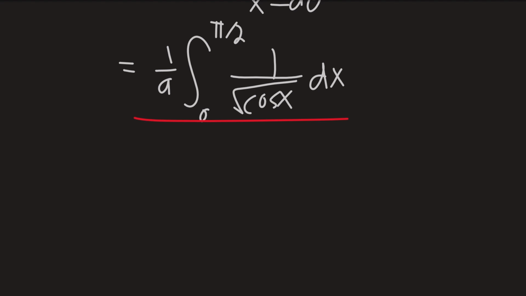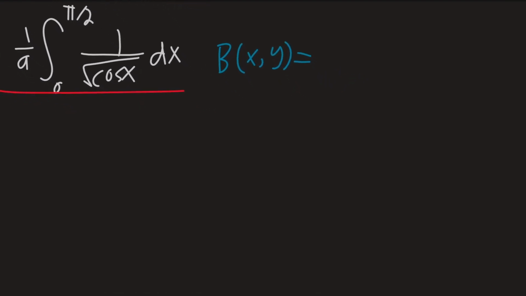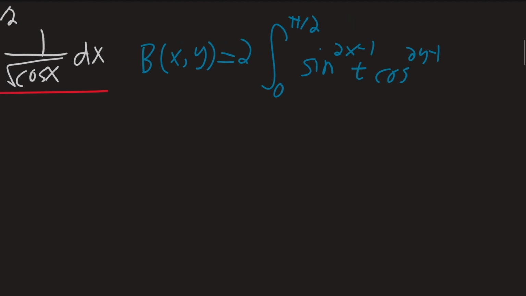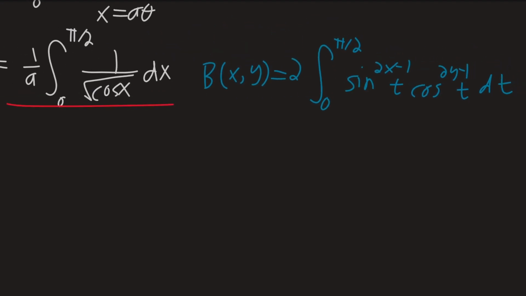The first thing I'm going to do is invoke this identity over here. So let me write it to the side. We know that beta of some, say, x comma y. I hesitate to use x, I'll be using it a lot, but just humor me. We know that beta of x and y can be expressed with the gamma function, but we can also express it with this nice little integral right here. Sine to the 2x minus 1 of t, times the cosine of 2y minus 1 of t dt. And if we compare these two integrals right here, we realize that it really is the same.